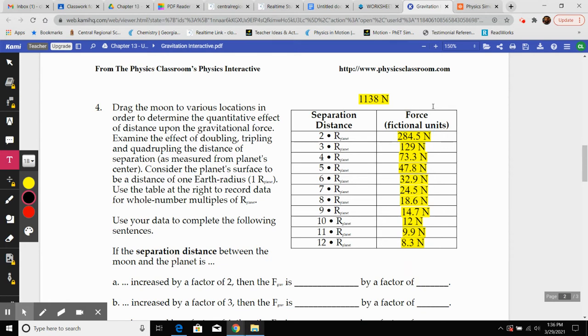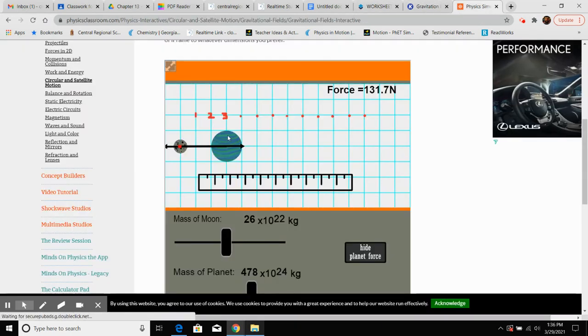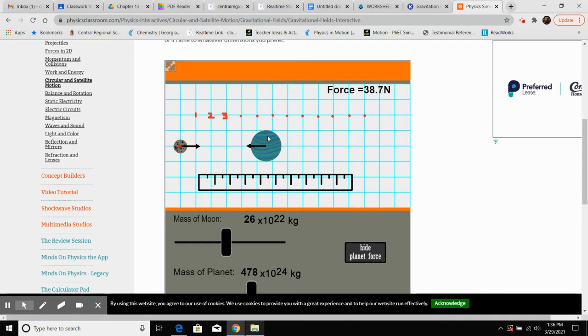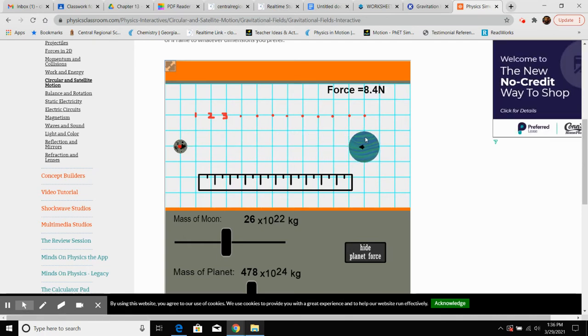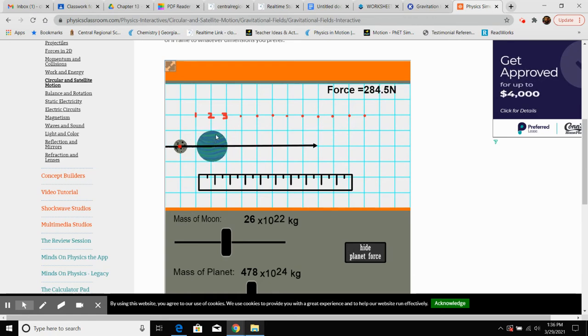And that comes out exactly to 4. But technically, it should be the new force by the original. So if we did 284.5 divided by 1138, it's going to come out to be 0.25. And that should make sense because as we got farther away, look what happens to the arrows. They decrease. It decreased by a factor of 4 off that first one.